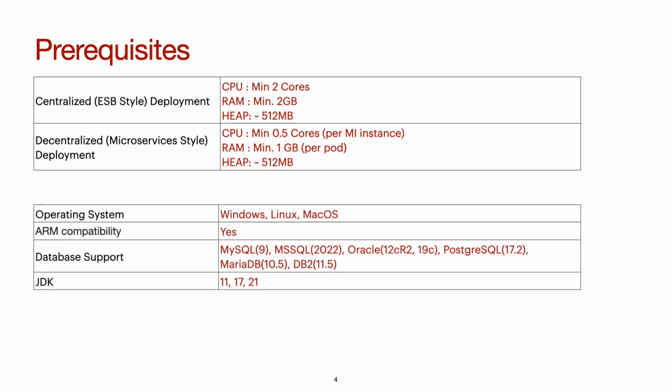If we talk about the operating system support, WSO2 MI can be deployed on Windows, Linux as well as Mac OS. ARM capability is yes for Apple Silicon chip based or similar chip based systems. For database support, it supports a wide range of RDBMS. As you can see, we have support from MySQL, MS SQL, Oracle, PostgreSQL, MariaDB and DB2. For JDK, it supports 11, 17 and 21 versions. For more details, you can check the official website link for the same.